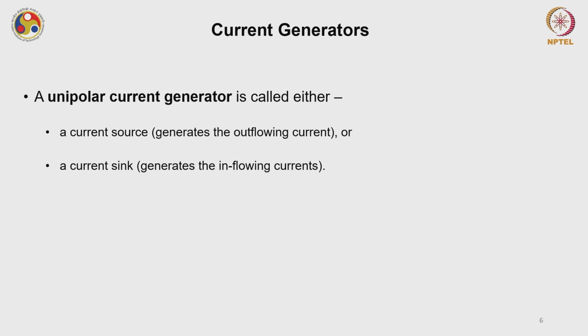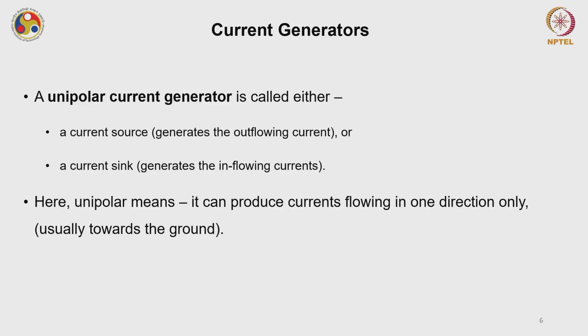Mostly we require unipolar current generators. A unipolar current generator can act both as a current source and as a current sink. When I say current source, I mean current is generated and outflowing, while a current sink generates inflowing current. Unipolar means the system can produce current flowing in only one direction, and that direction is mostly to the ground. So the current is unidirectional, mostly in the direction of the ground.